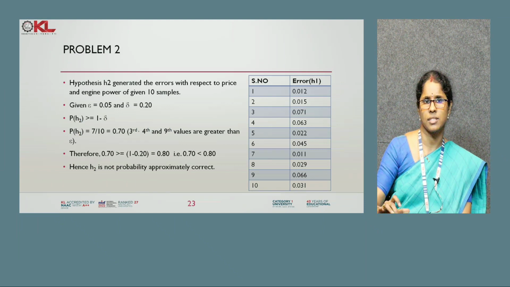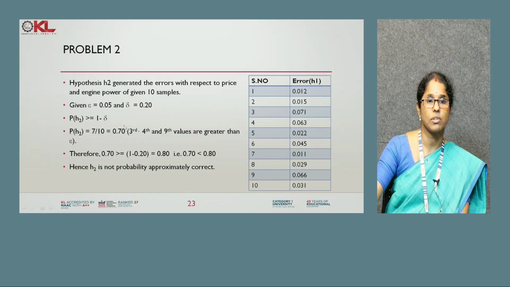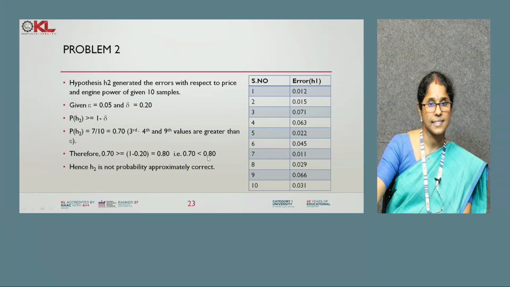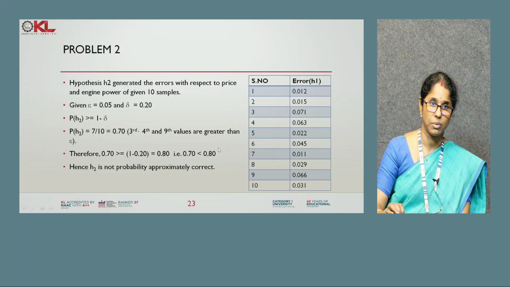Let's check another example where you do not have the same values. If you check with the error epsilon value 0.05, you have 3 deviations, at the 3rd, 4th and 9th positions. So out of 10 samples, you have 7 samples that are accurate, 7 by 10 is 0.70. So P of H2 greater than or equal to 1 minus delta, but 0.70 is less than 0.80. That means it's not accurate. There is some error present here. That's how you are able to judge.